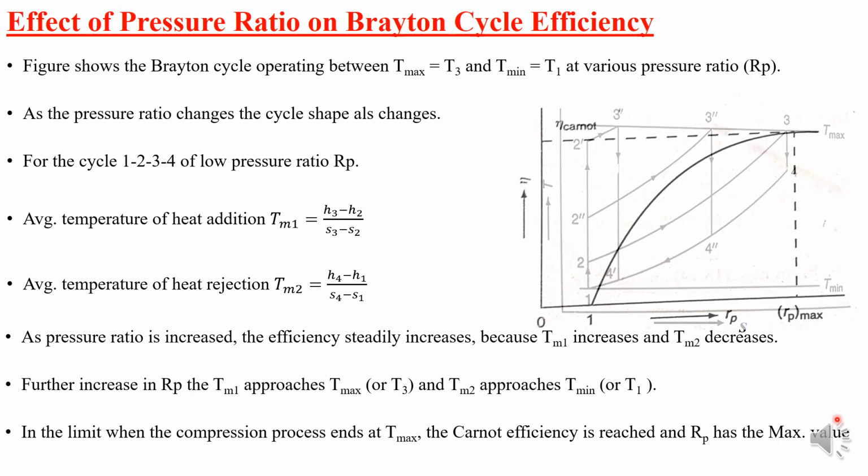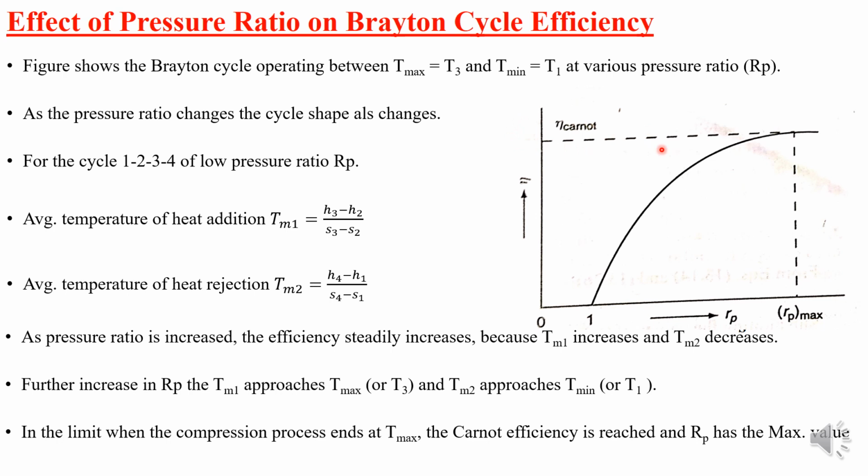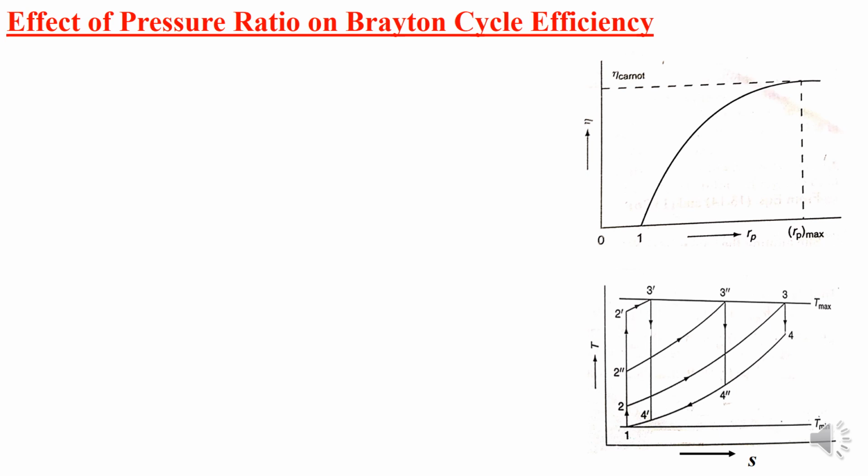So as the graph suggests, the Carnot cycle efficiency can be reached. With respect to that Carnot cycle efficiency, the value of RP we get is nothing but RP max. So this is about RP max. Now you have to get the expression for RP max in terms of maximum temperature and minimum temperature. Maximum temperature we assumed is T3, and minimum temperature is T1. So note down this equation. Next we will get the expression. This is the TS diagram, and this will be your relationship between RP max and Carnot efficiency.